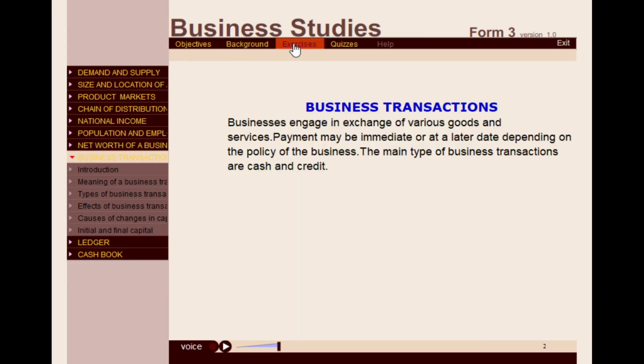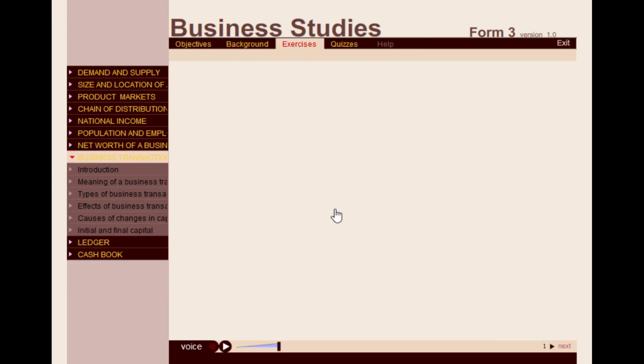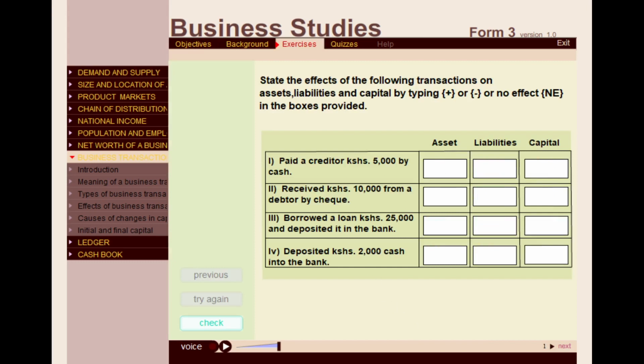Business transactions. Class activity. State the effects of the following transactions on assets, liabilities, and capital by typing plus or negative or no effect in the boxes provided.